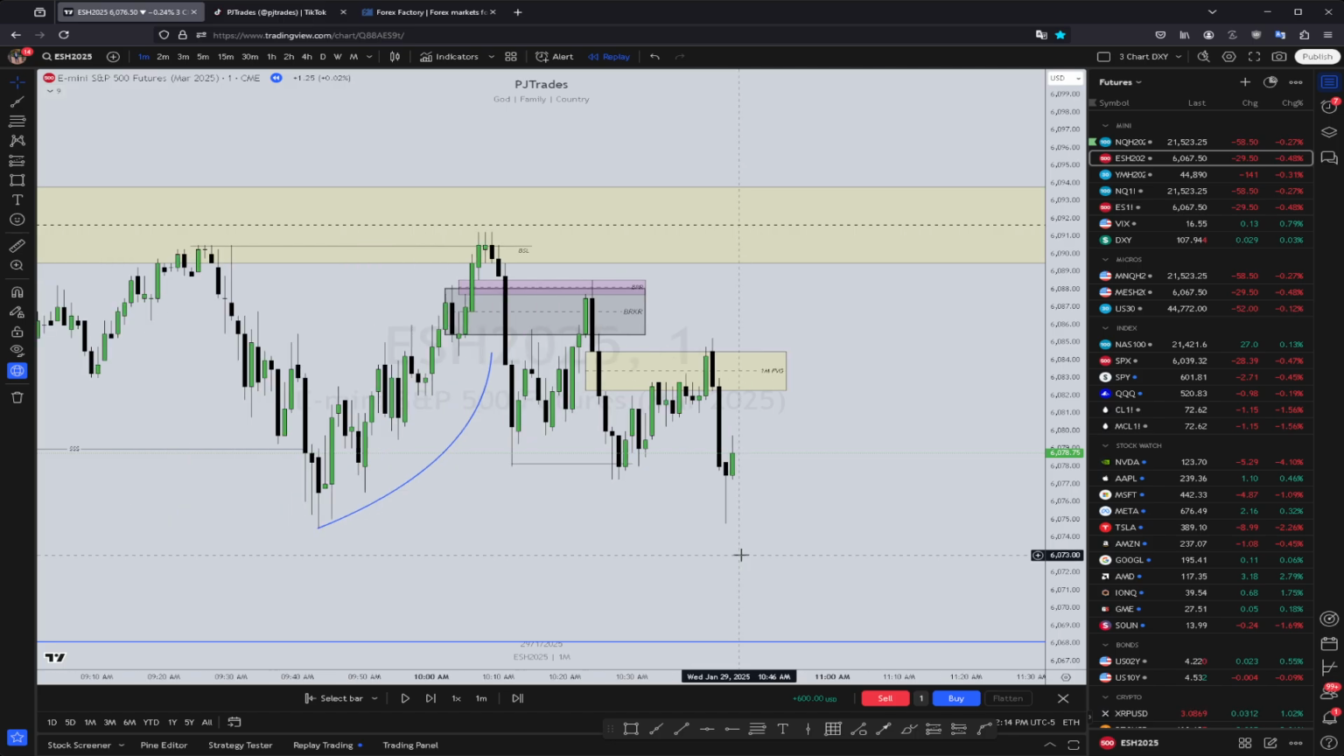Really, really simple. If you guys can visualize it and understand why we took those trades, then it really becomes easier to execute in real time.